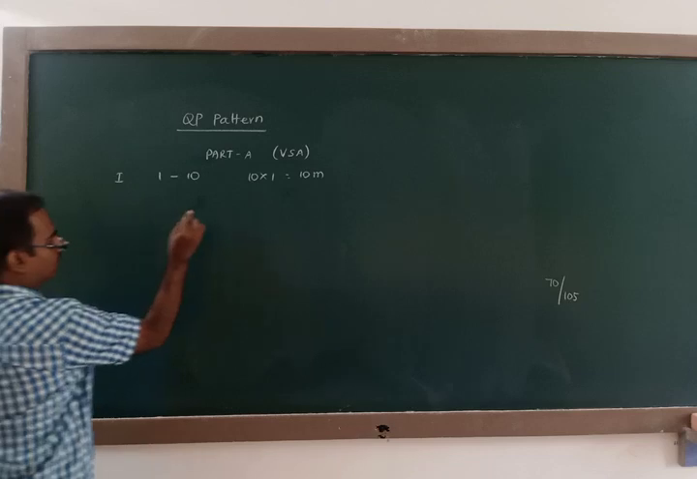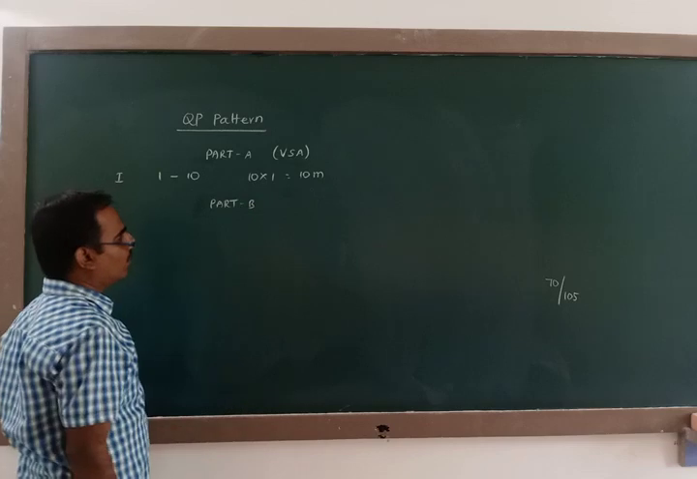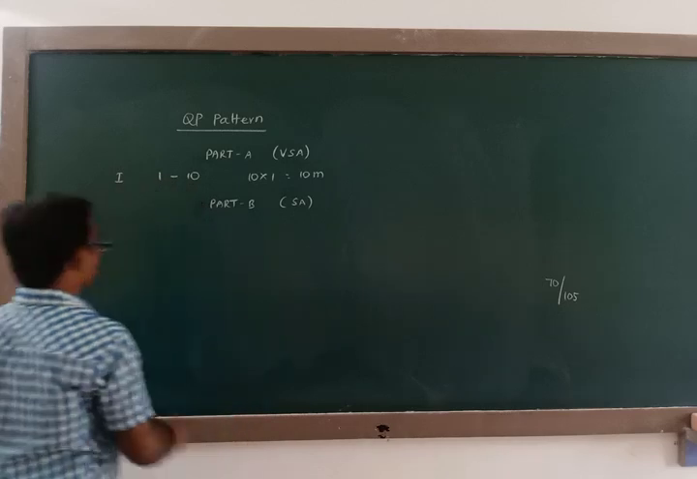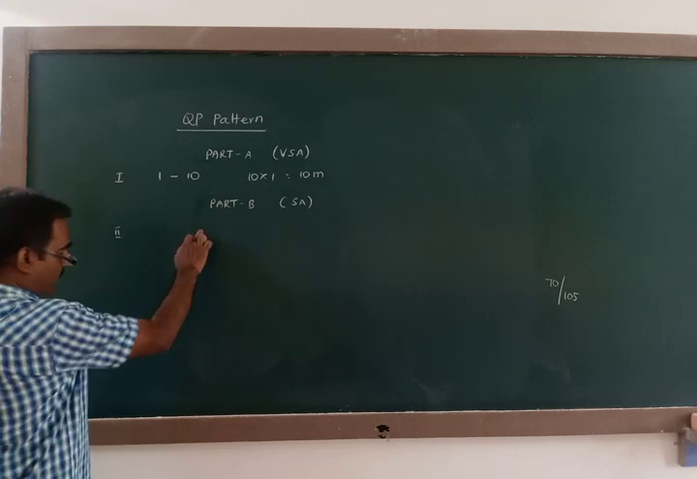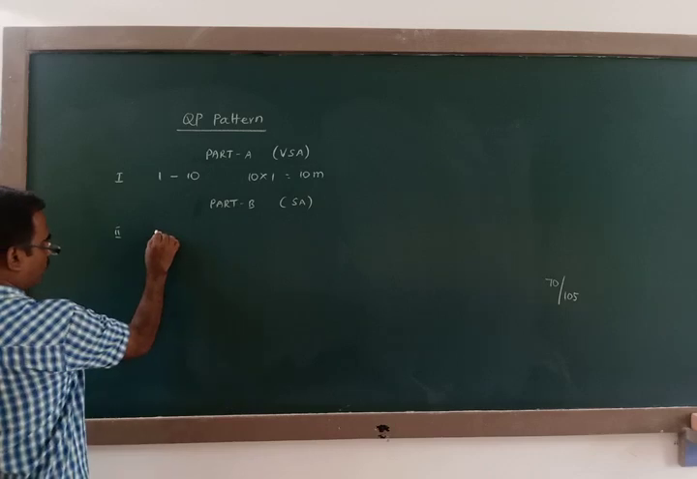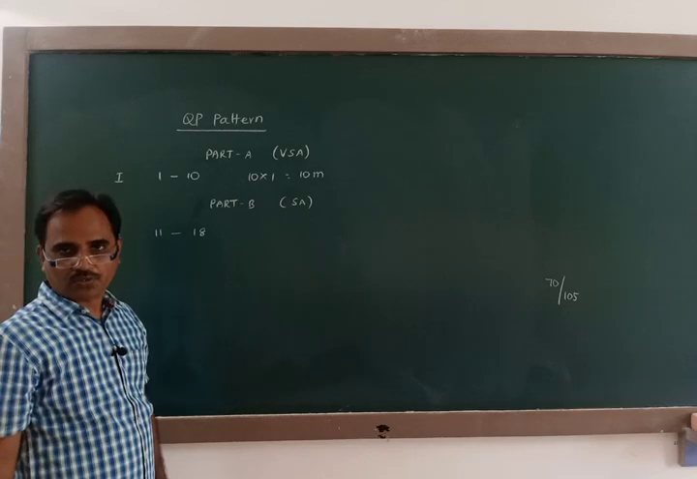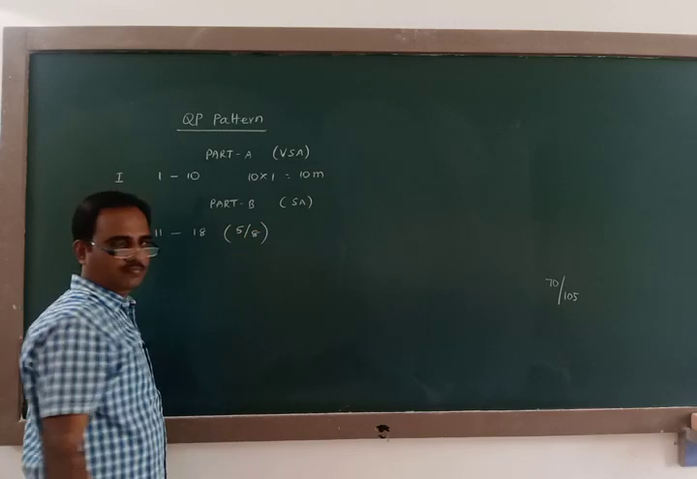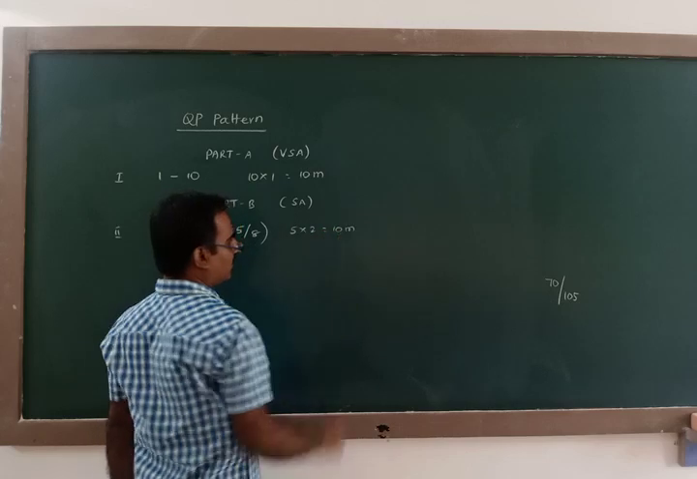Next, in part B, there are short answer questions. That is, in question 2, 8 questions will be given here, out of which you have to answer any 5. That means from question number 11 to question number 18, 8 questions will be there. So out of these 8, you have to answer any 5. Each question carries 2 marks. So this part B is for 10 marks.